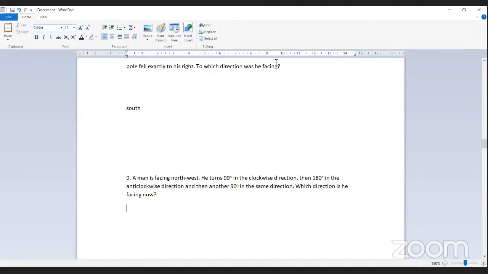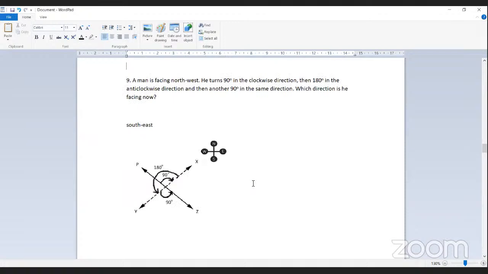This is also a type of direction sense question. It's very fun actually. The person is facing northwest, in this direction. He turns 90 degrees clockwise. Clockwise would be this way. So he'll be facing northeast now, right? If you just pay attention to this, you'll understand. So after 90 degrees clockwise, he's facing northeast.